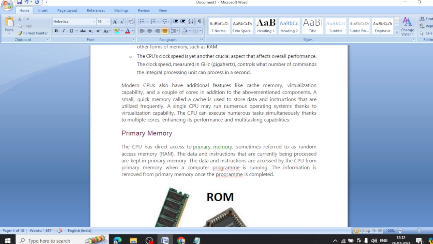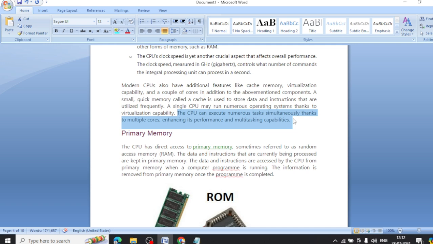A single CPU may run numerous operating systems thanks to the virtualization capability. The CPU can execute numerous tasks simultaneously thanks to multiple cores, enhancing its performance and multitasking capability. Please note this.